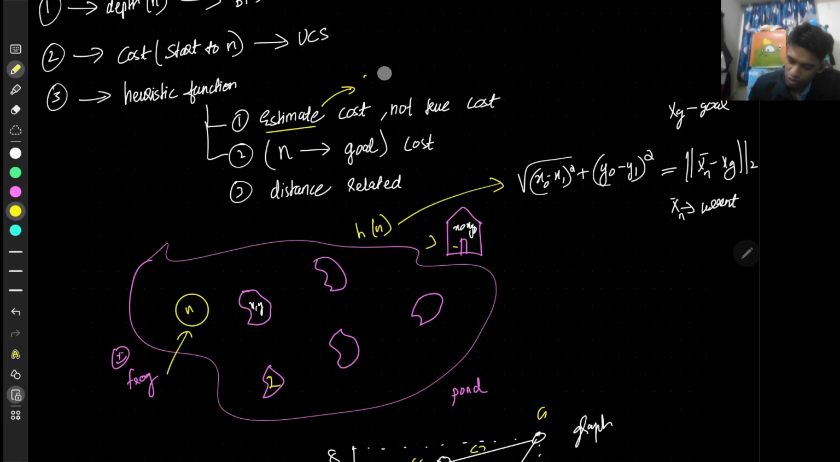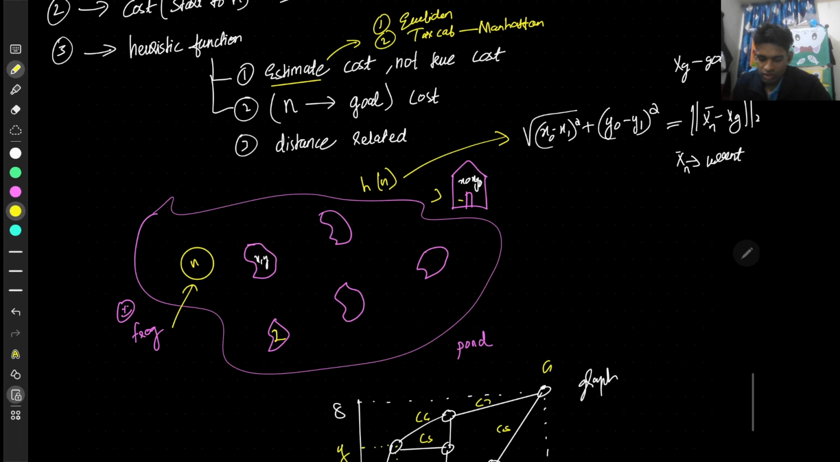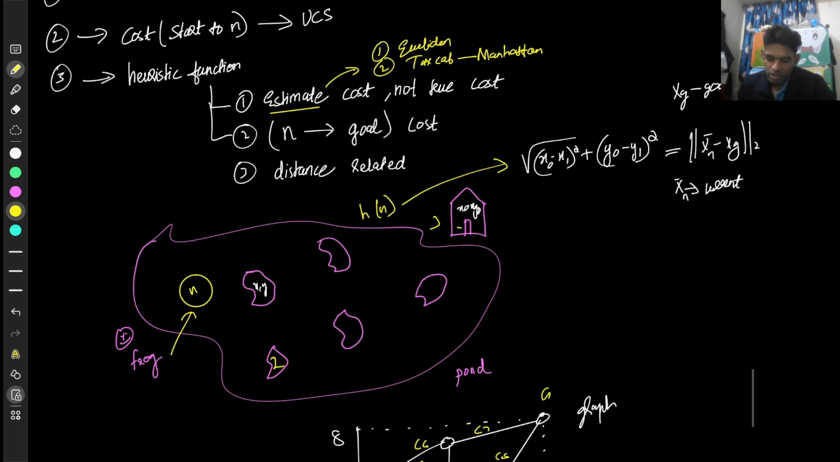The most common is Euclidean, and then there is taxicab or Manhattan distance. Both are the same thing, where you add up only the components. You're not squaring them. So these are actually heuristic functions. It might not be distance related, but mostly it is distance related.